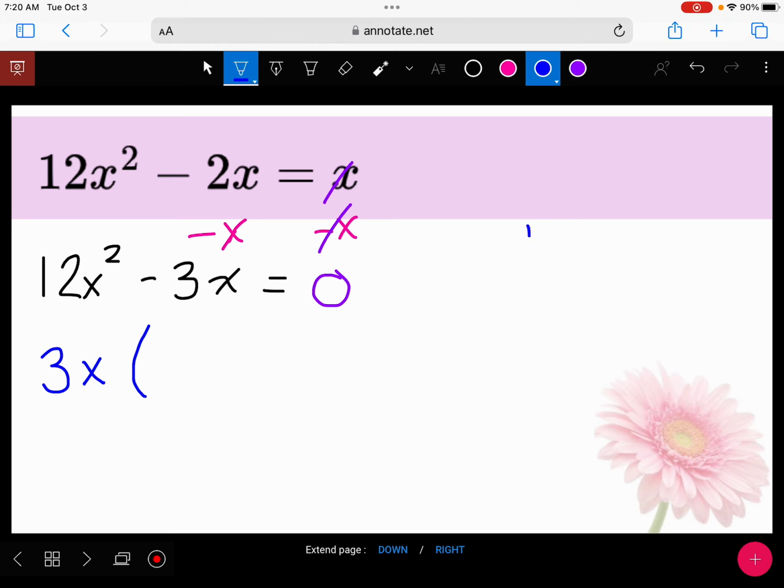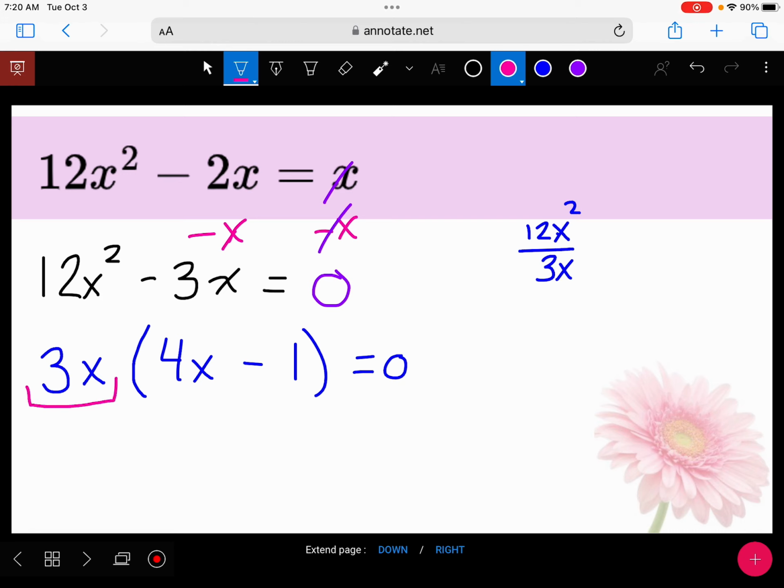What we're really doing is I'm taking my 12x squared and dividing it by 3x. So what's left over? 4x minus 1 equals 0. And that's factored form right there. Those are our factors. The way this helps us get solutions is we look at our factors and we want to know, when does this chunk equal 0 and when does this chunk equal 0?